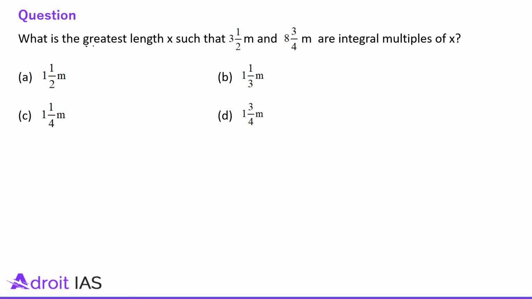Question: what is the greatest length x such that 3 integer 1 by 2 meter and 8 integer 3 by 4 meter are integral multiples of x? What is the greatest length such that these are integral multiples of x? It means they are asking about the HCF, the highest common factor. That length has to be a factor of these two numbers, and since it is the greatest, obviously they are asking about the highest common factor.